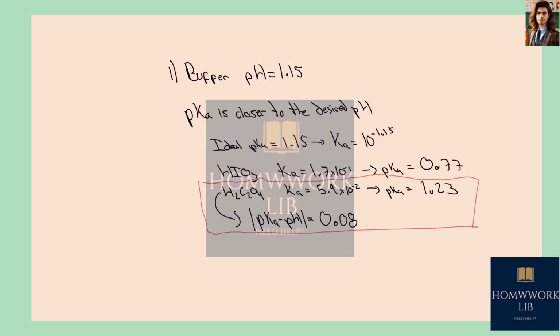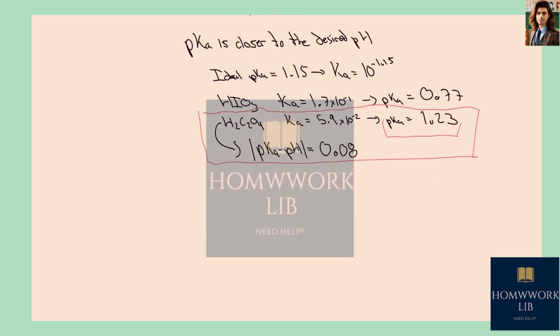Question 2 asks us, for the chosen acid, what is the pKa? The pKa is this, 1.23. So for question 2, pKa equals 1.23.